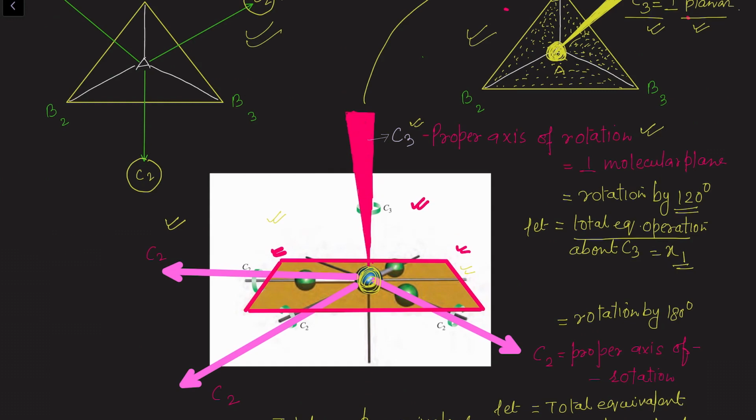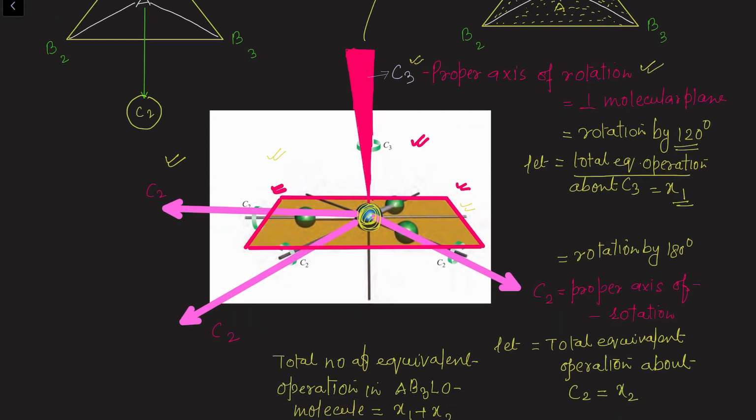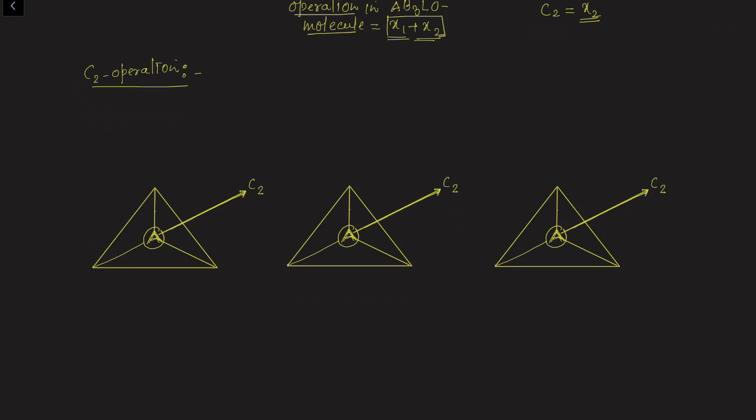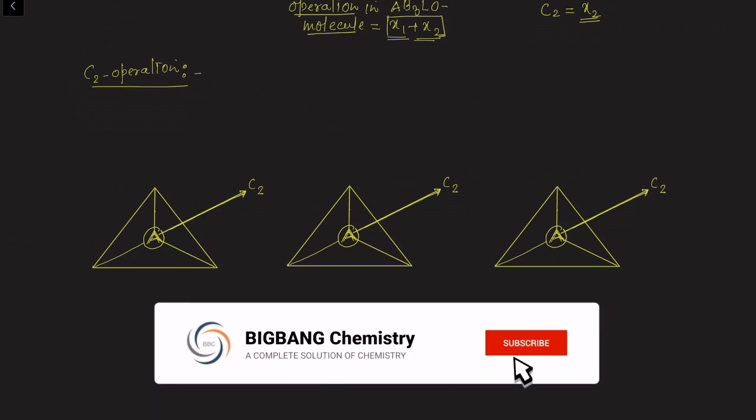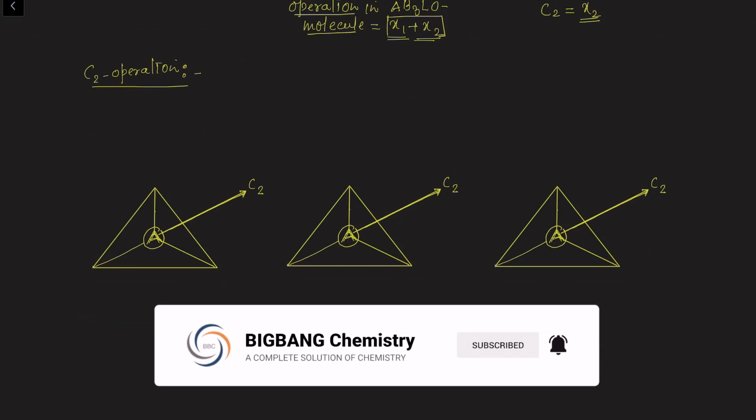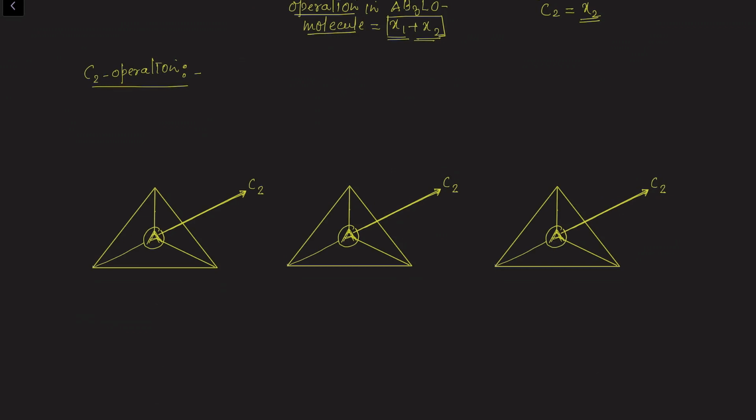X1. And about C2, the meaning is rotation by 180 degrees. So about all three C2 axes, when we rotate this molecule by 180 degrees, we will get some number of equivalent operations. Let's suppose about this C2 axis, the total number of equivalent operations is X2. So now in this molecule, the total number of equivalent operations about all possible proper axes of rotation will be X1 plus X2. We are going to calculate the total number of equivalent operations in a given molecule about all possible proper axes of rotation. First we will check theoretically, then we will check through the formula also.